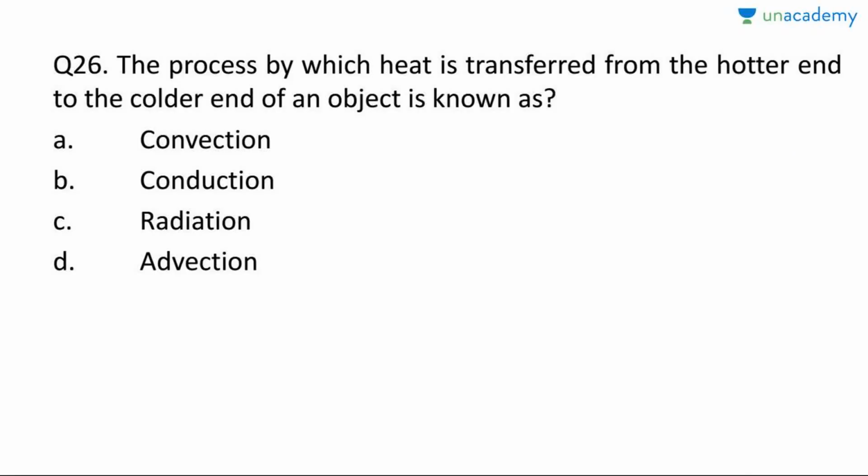Question number 26. The process by which heat is transferred from the hotter end to the colder end of an object is called as. So basically there are three processes in which the heat can be transferred: conduction, convection and radiation. So conduction is this process where it is done. Radiation is that is done without any medium. Here answer is B.